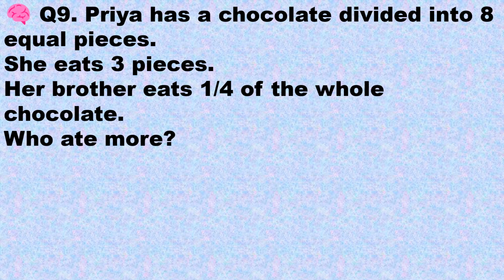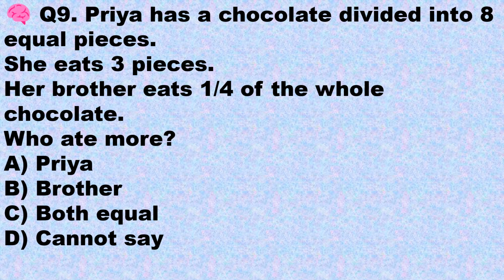Priya has a chocolate divided into 8 equal pieces. She eats 3 pieces. Her brother eats 1 by 4th of the whole chocolate. Who ate more? Priya, brother, both equal, or we cannot say.